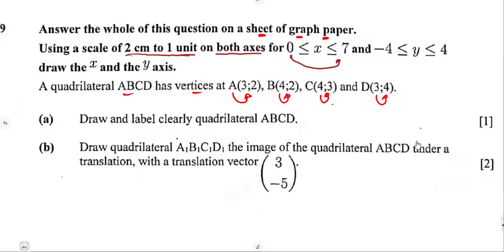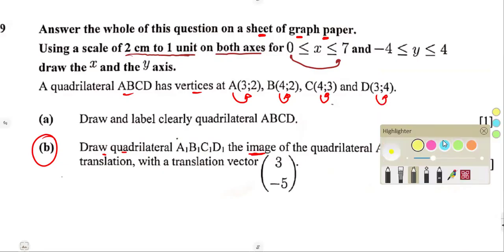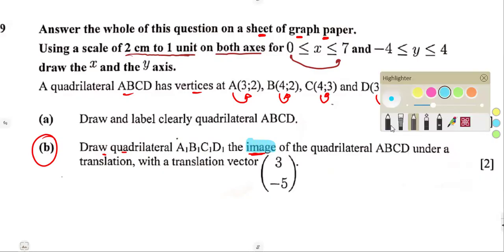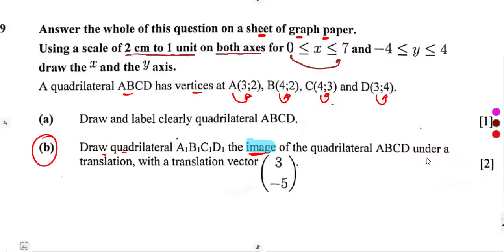So with this, the question now was to draw quadrilateral A1, B1, C1, D1, the image. That is the most important part there. This is the image of quadrilateral A, B, C, D. And this is done under a translation with a translation vector of (3, -5).